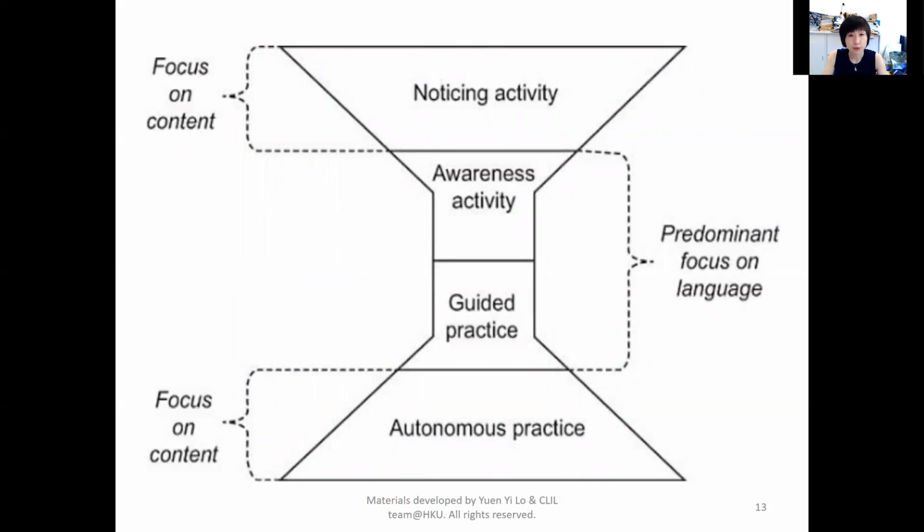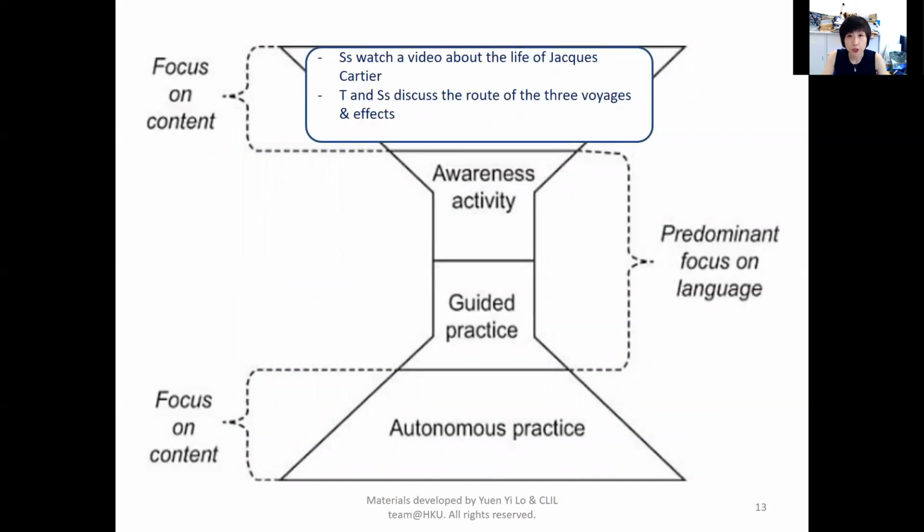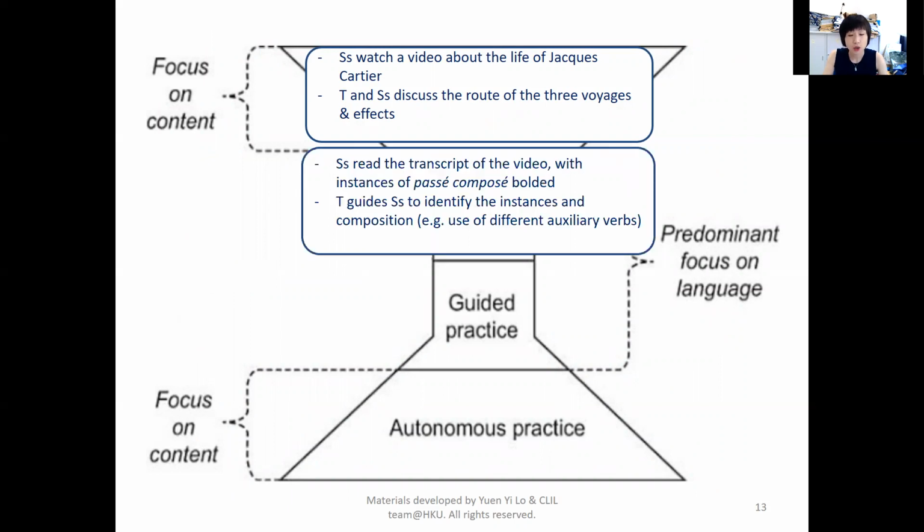In the first stage, students watch a video about the life of Jacques Cartier, and then teachers and students discuss the route of the 3 voyages and effects. In the second stage, students read the transcript of the video with instances of past tense coded. Then the teacher guides students to identify the instances and structure of past tense in French. For example, the use of different auxiliary verbs.